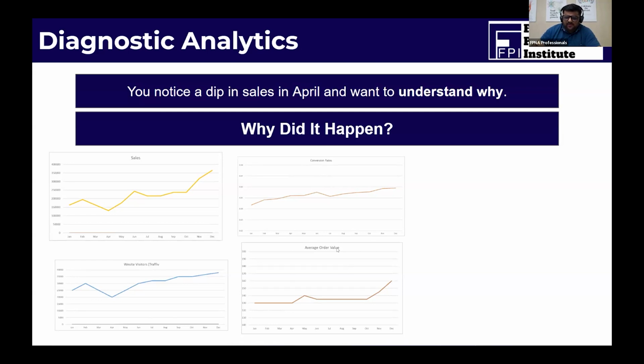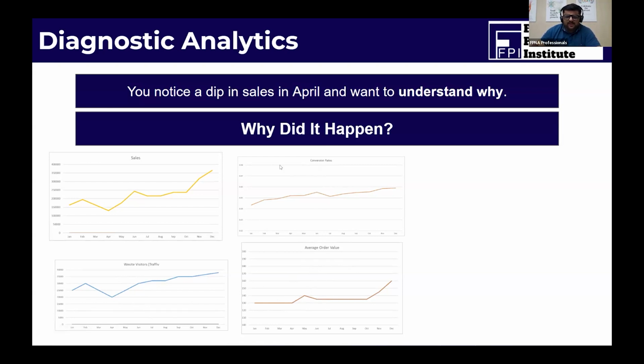Another data point they have given you is the average order value. So for example, if I'm buying 20 rupees or $20 of products in one order, my average order value will be $20. So that is the second data point that you've been given. And the last one is the website visitors, or how many people visit the website. So they've given you three different data points.